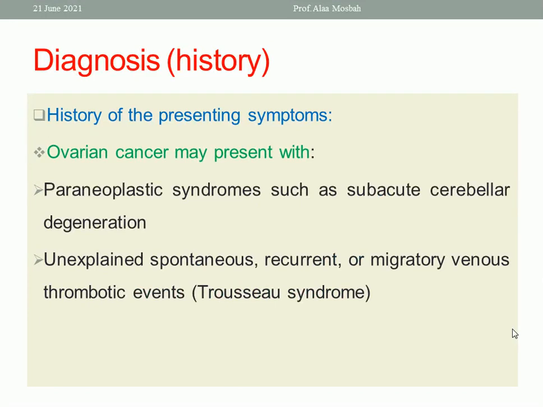History of the presenting symptom may include paraneoplastic syndromes with neurological symptoms like subacute cerebellar degeneration, also unexplained spontaneous recurrent migratory venous thrombotic events, Trousseau syndrome.